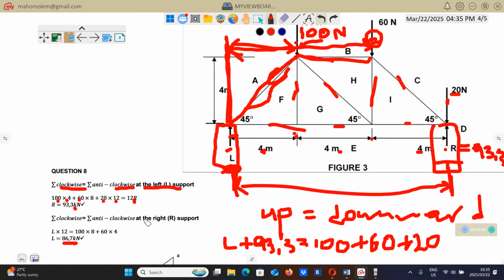But anyway, you can take moments at R, which is here, to calculate this. Because of time, I'm going to skip that step. I'm not going to do it right now. So the reaction on this side will be 86.7. Now we've just calculated the reactions.